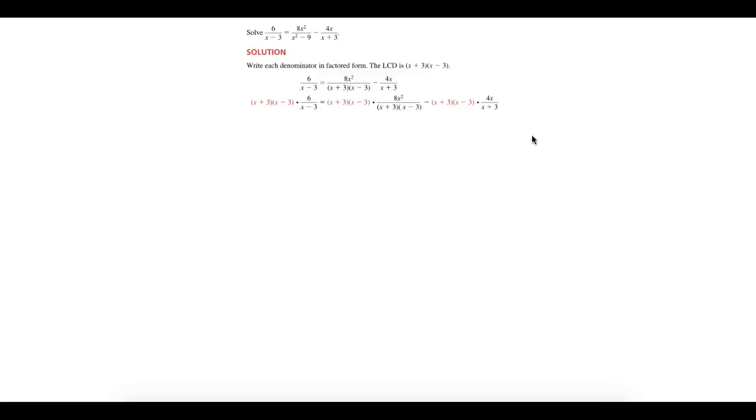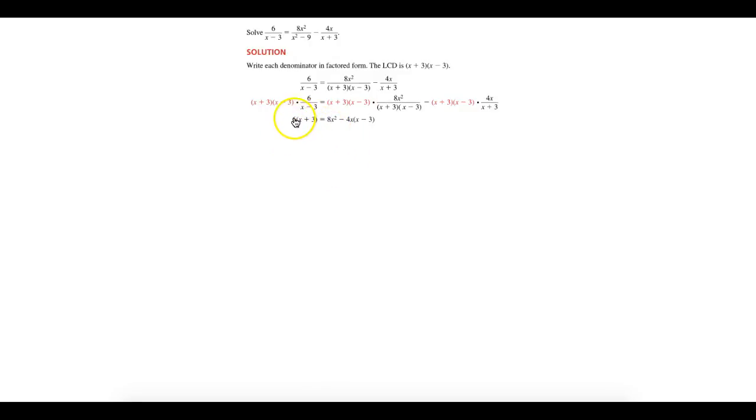So if you look at this, here you're going to get to cancel out the x minus 3, then here the x plus 3 and the x minus 3, and on this side the x plus 3 and the x plus 3. You're going to be left with 6 times x plus 3, 8x squared, and x minus 3 times 4x. Now, you can already tell what type of equation you're going to be left with: a quadratic equation.